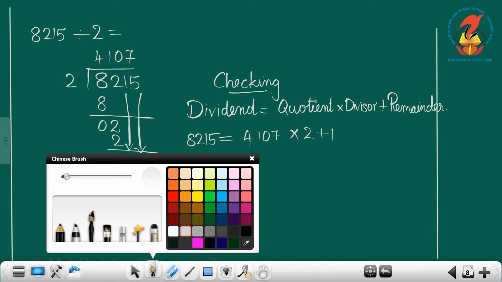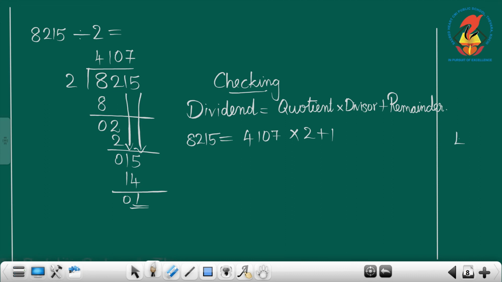Okay. So 4107 multiplied by 2. 7 2's are 14. 4 write down, 1 is carry over. 2 into 0 is 0. 1 is there, bring it down. 2 1's are 2. 4 2's are 8.